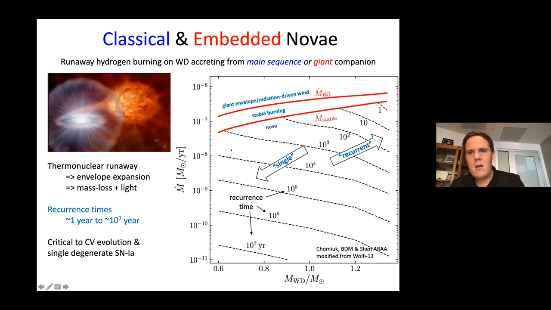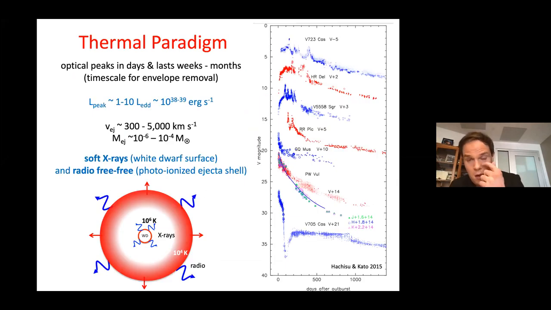Understanding novae is critical to many aspects of CV evolution. For single degenerate Type Ia supernovae, we need to know: is the white dwarf gaining or losing mass on net? Is the binary gaining or losing angular momentum? These are critical questions, and I'll try to convince you that we don't understand this in great detail, despite decades of really amazing work. It's a field that really requires a lot more work to understand fully.